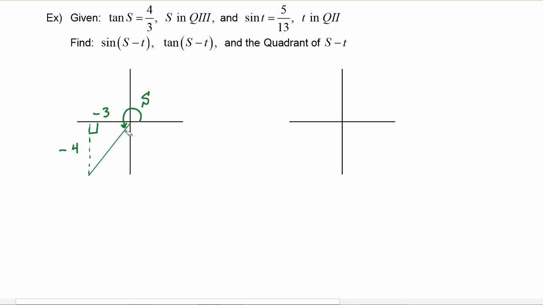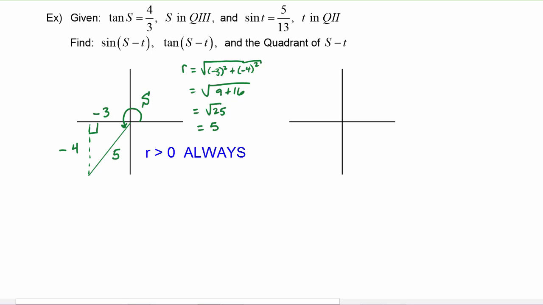By now, you might recognize right away that r is going to be 5. But if you don't, you know you could calculate it out. r will be the square root of the x value squared, so negative 3 squared, plus the y value squared, so negative 4 squared, which is the square root of 9 plus 16, which is radical 25, which is 5. And just a quick reminder, r is always positive.